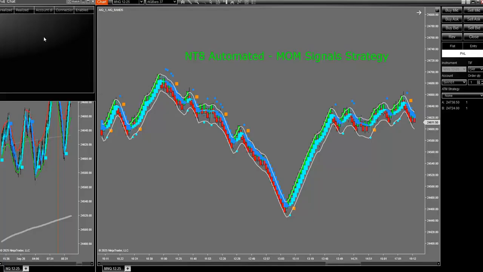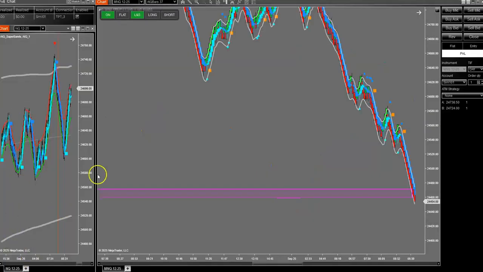So just some really important food for thought there. Let's get into why I would use long only or short only buttons. There's two times when I do long only mode or short only mode.